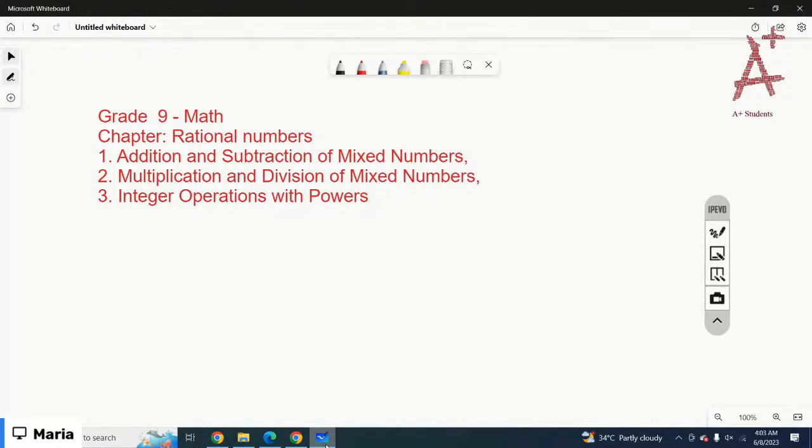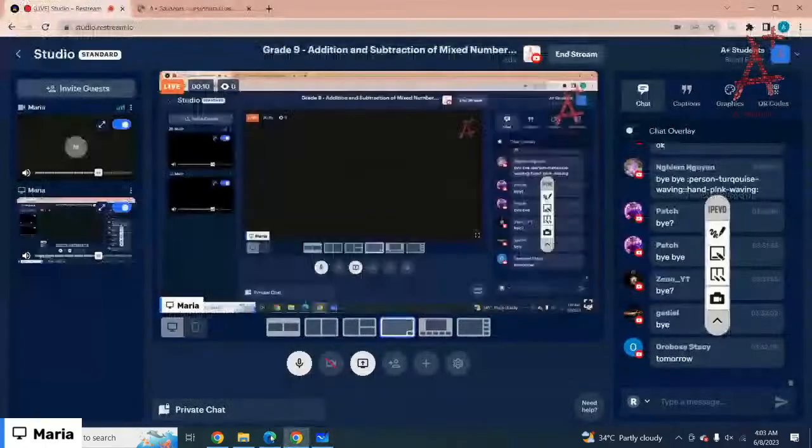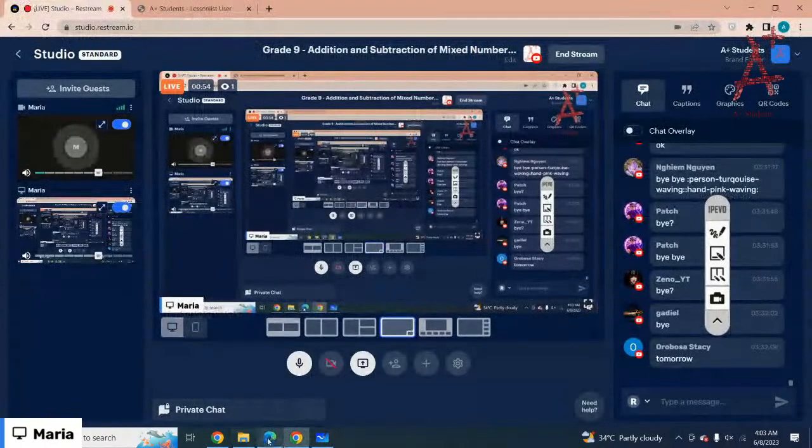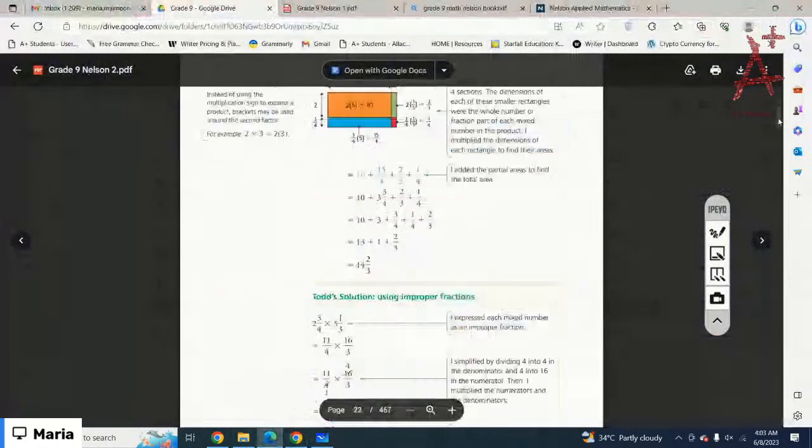So we're going to start with rational numbers. The chapter name is rational numbers, and the lessons we're going to cover today are addition and subtraction of mixed numbers, multiplication and division of mixed numbers, and then integer operation with powers. So basically we're going to start covering these chapters from the book.